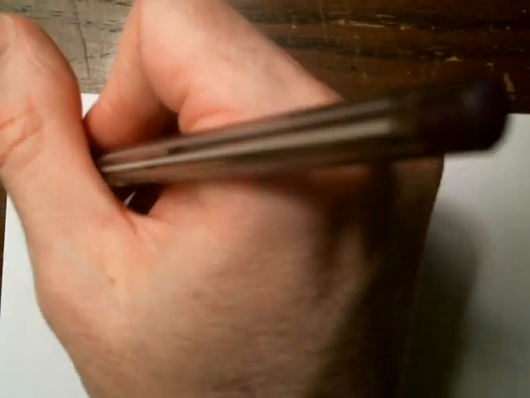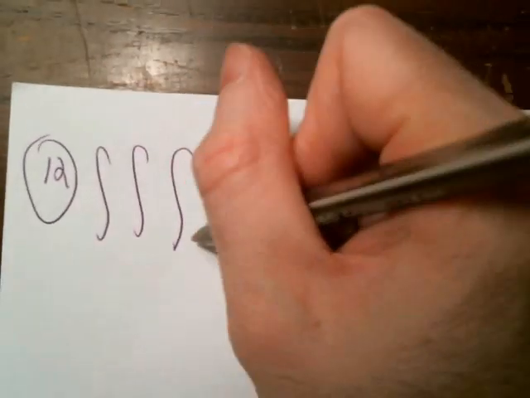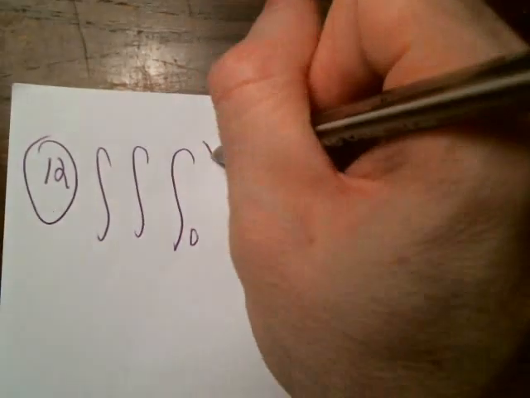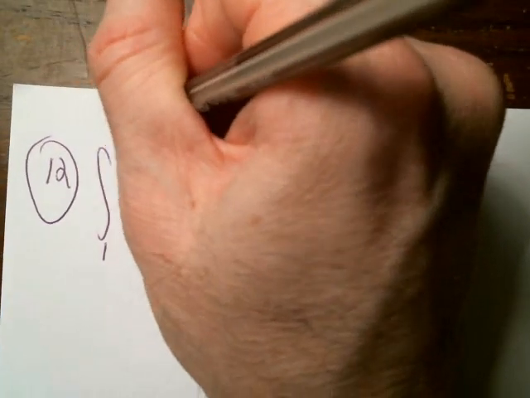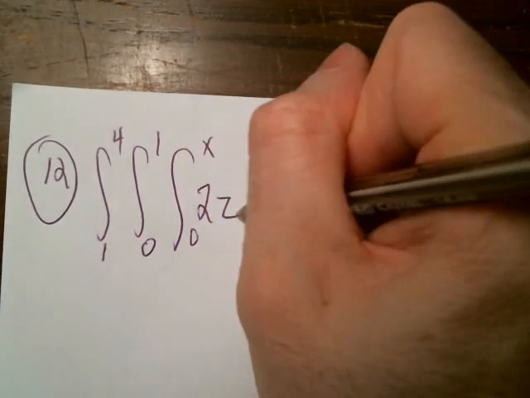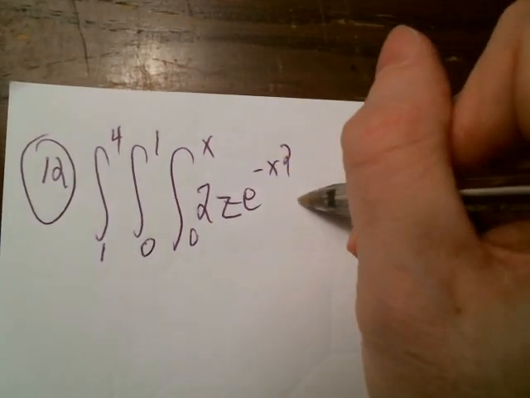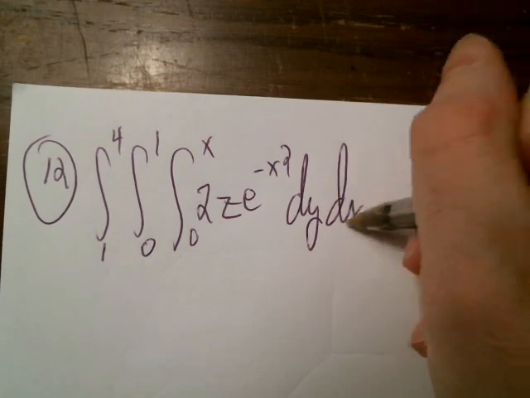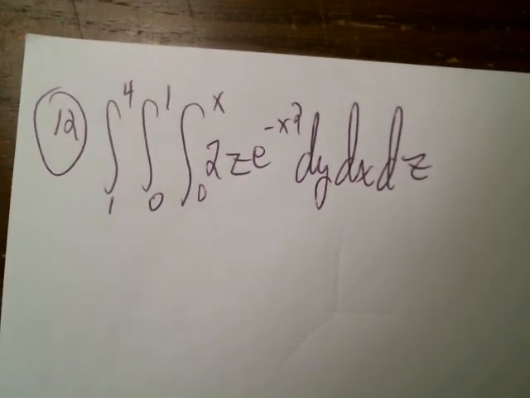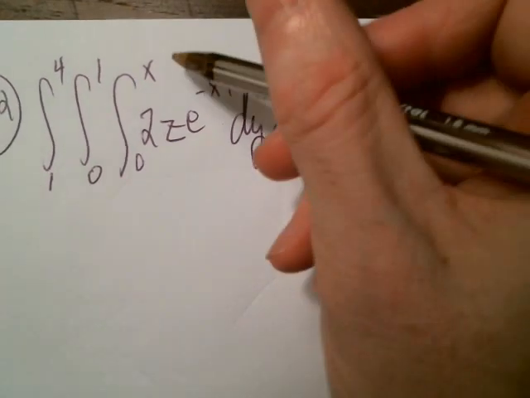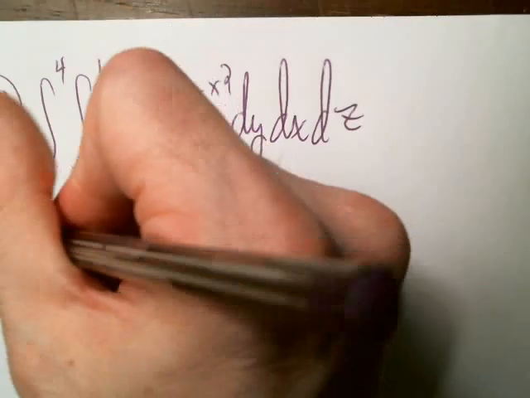Next, we're working with triple integrals. Okay, so number 12, evaluate the triple integral. 0 to x, 0 to 1, 1 to 4. And on the inside, we have 2z e to the negative x squared, and then dy dx dz. Okay, so evaluate. Start with the innermost one first, and then work outwards.